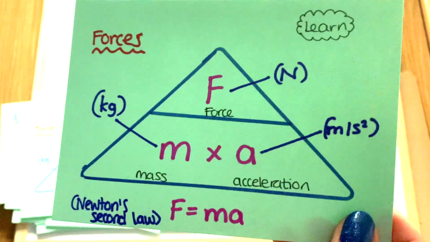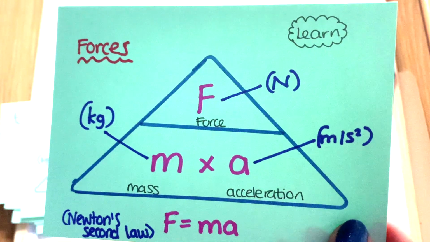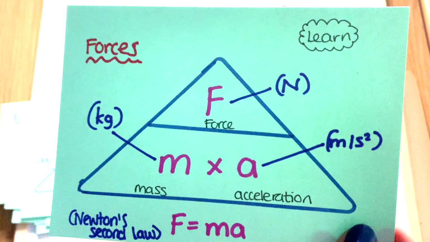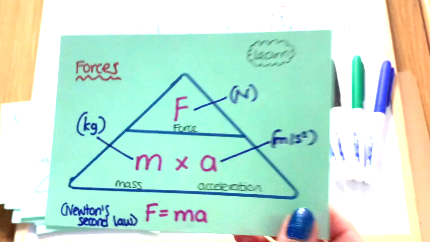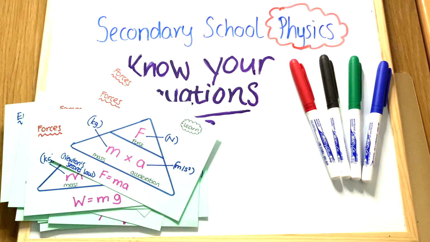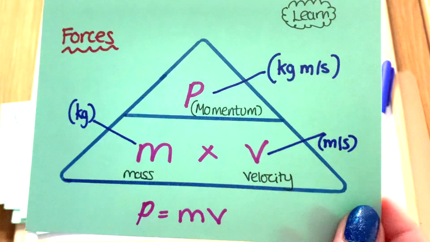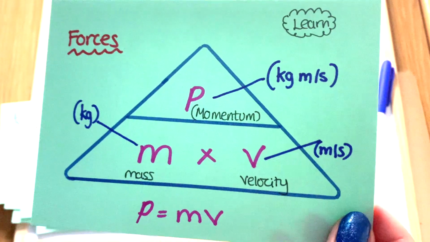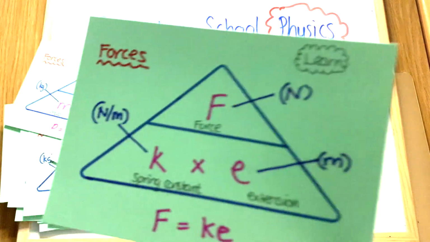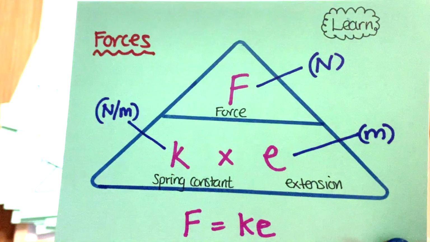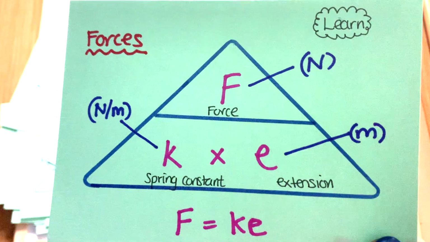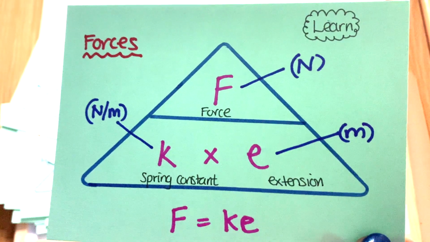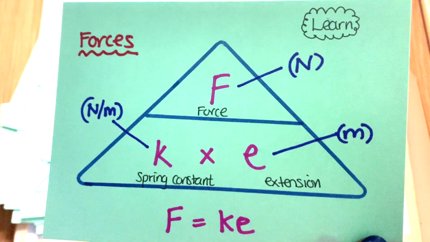And we have Newton's second law, where force is mass times acceleration. The momentum of an object is the mass times the velocity. And the force exerted on a spring is the spring constant times its extension.